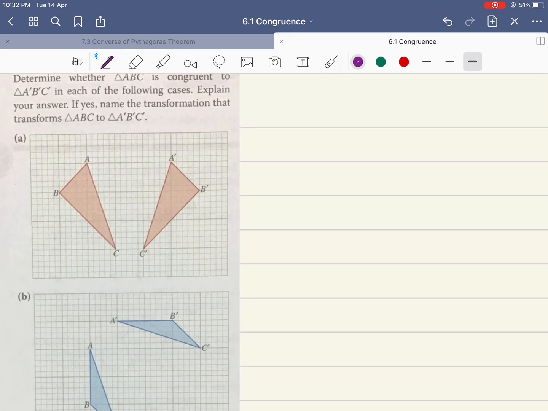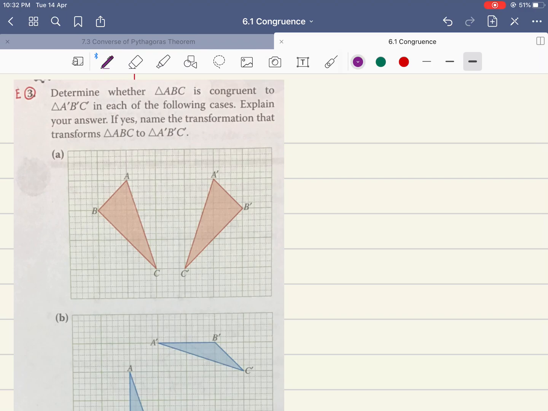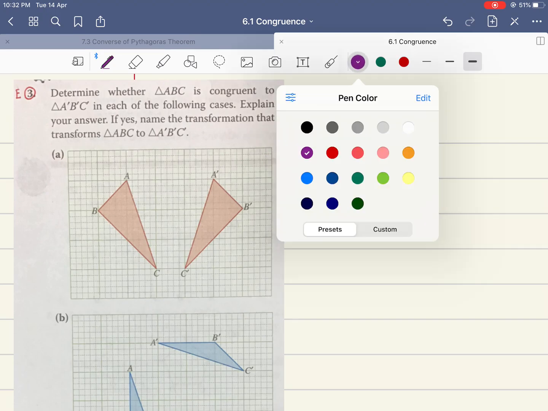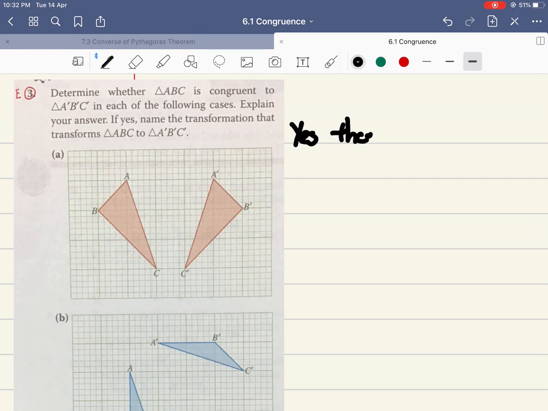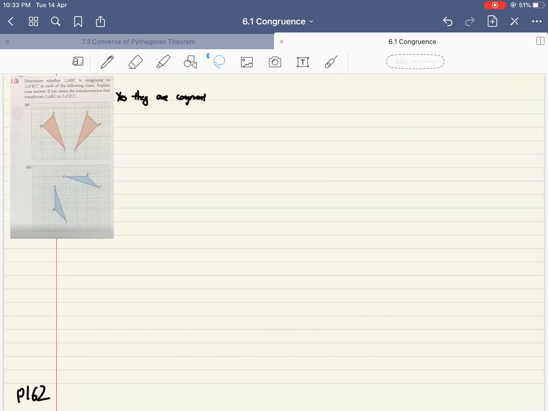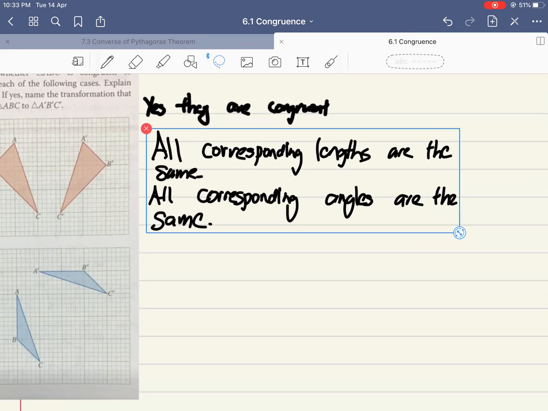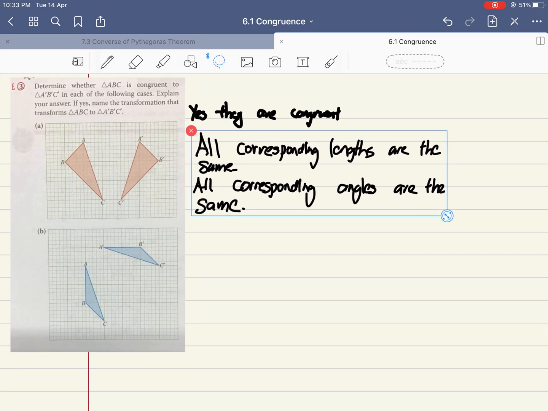Now we are on question 3. It's on page 162. Now they say determine whether triangle ABC is congruent to A', B', C'. If yes, name the transformation. So in this case, are they congruent? Yes, they are. Explain your answer. So I'll just get my black pen out and say, yes, they are congruent. The explanation is from before. Let me just go and get the explanation for you. It's over here. All corresponding lengths are the same, all corresponding angles are the same.